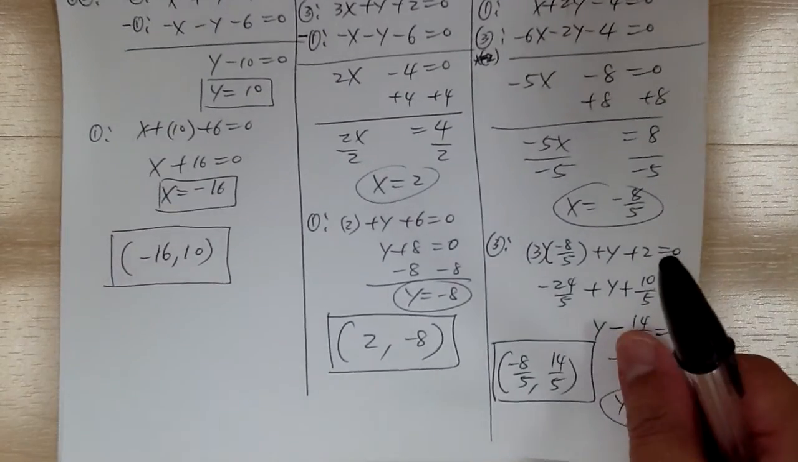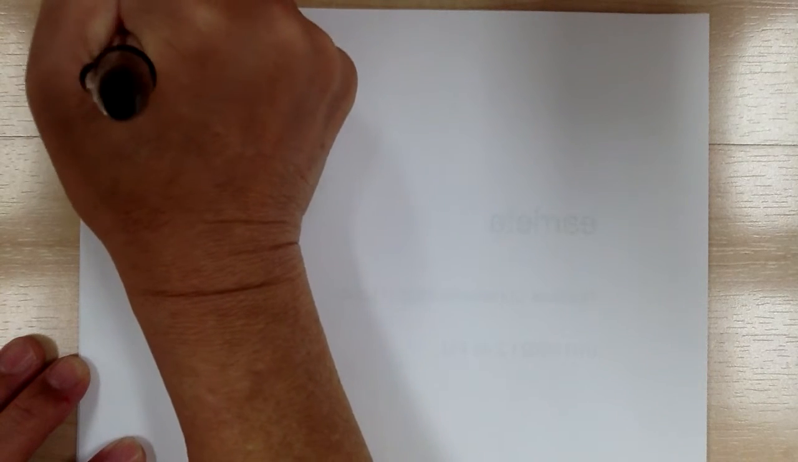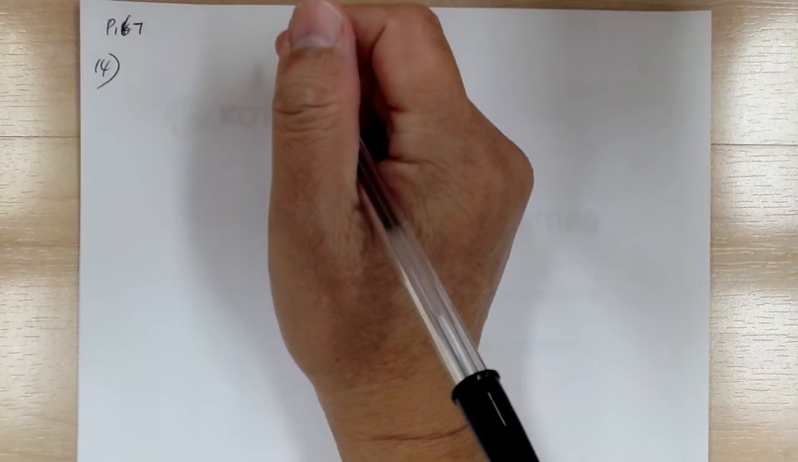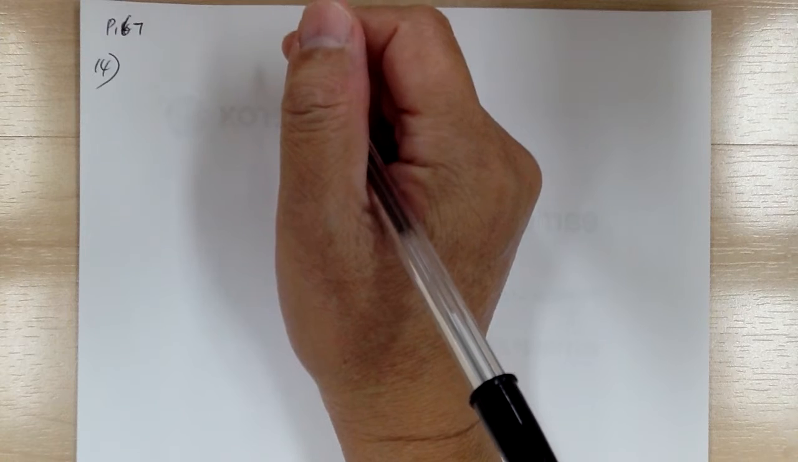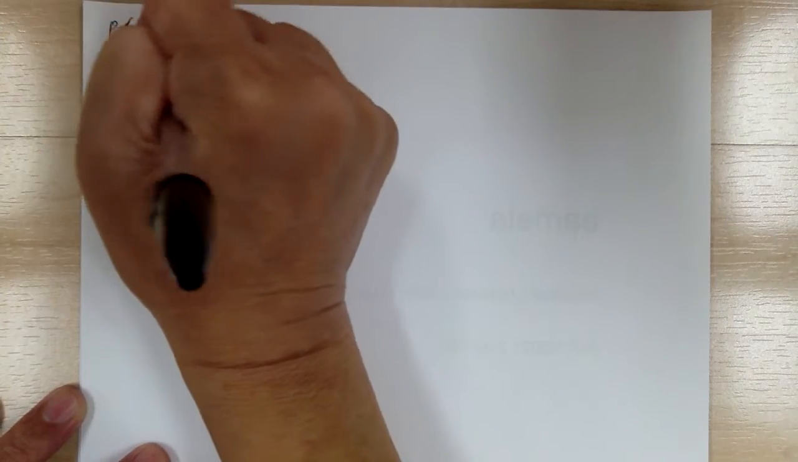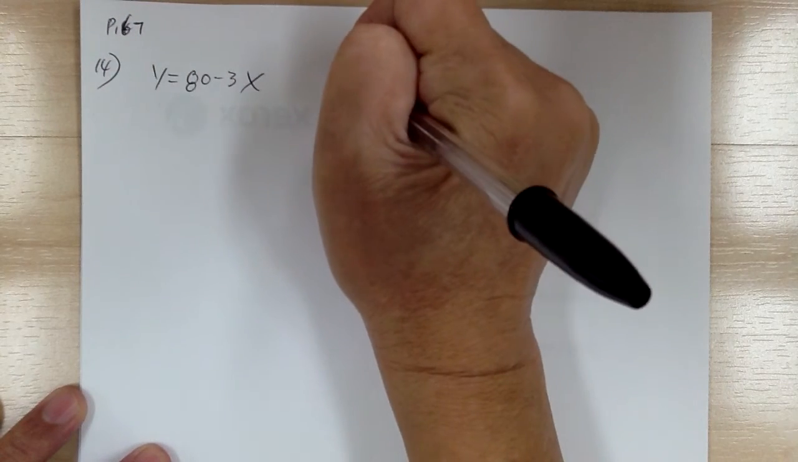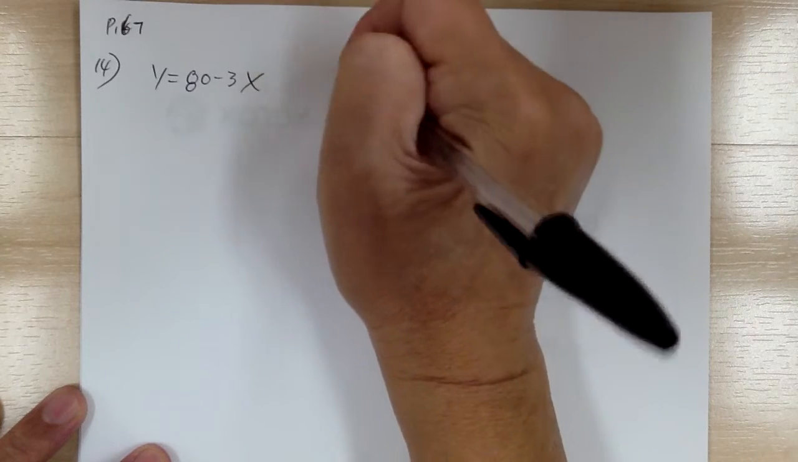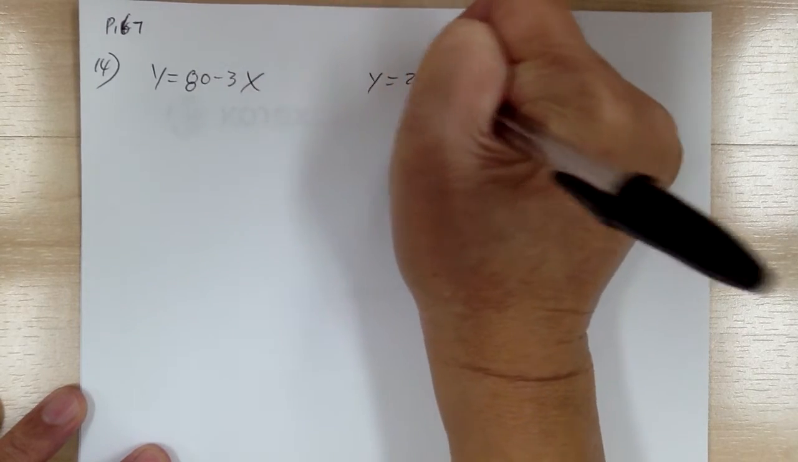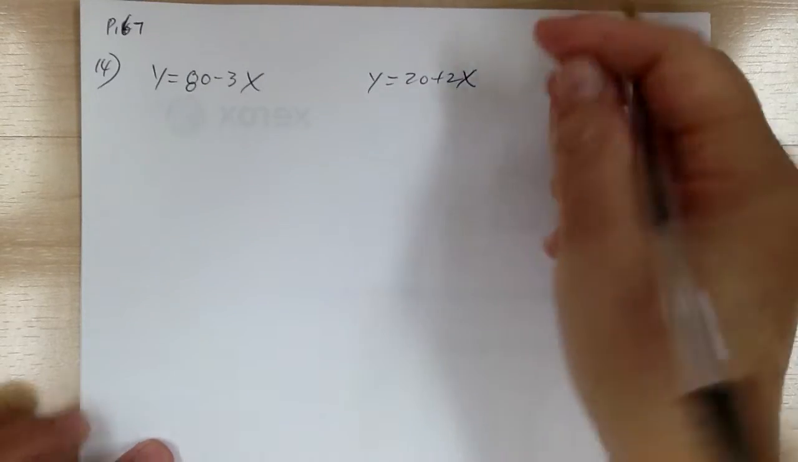Okay, let's go to the next one. Number 14, in the stock market. So again, you read through. So basically, you have two equations. The equation for demand is y equal to 80 minus 3x. And the equation for supply is y equal to 20 plus 2x. And the point of equilibrium is where they intersect.